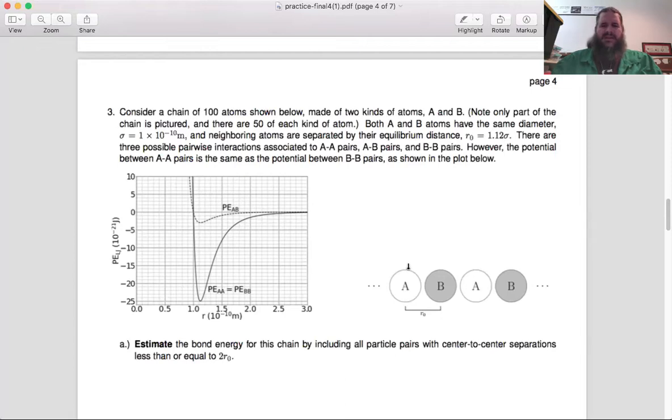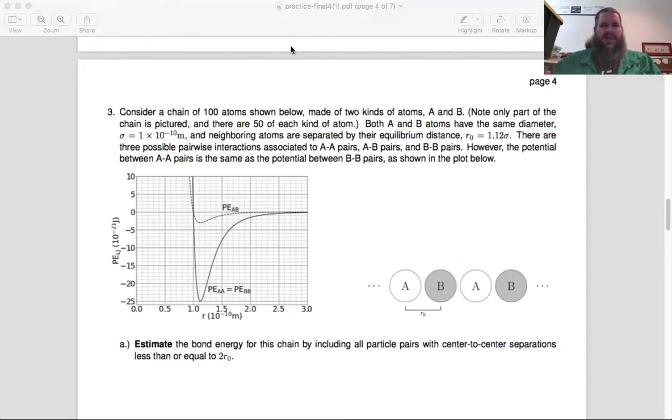Well, not the exact entire bond energy. We can round it off. We can estimate by looking at just the bonds that are less than or equal to 2 R naught apart from each other. So what would be one type of bond we would need to include there? Nearest neighbor. So what types of atoms then? The AB atom. Yeah, it looks like the closest bonds would be bonds from A to B.